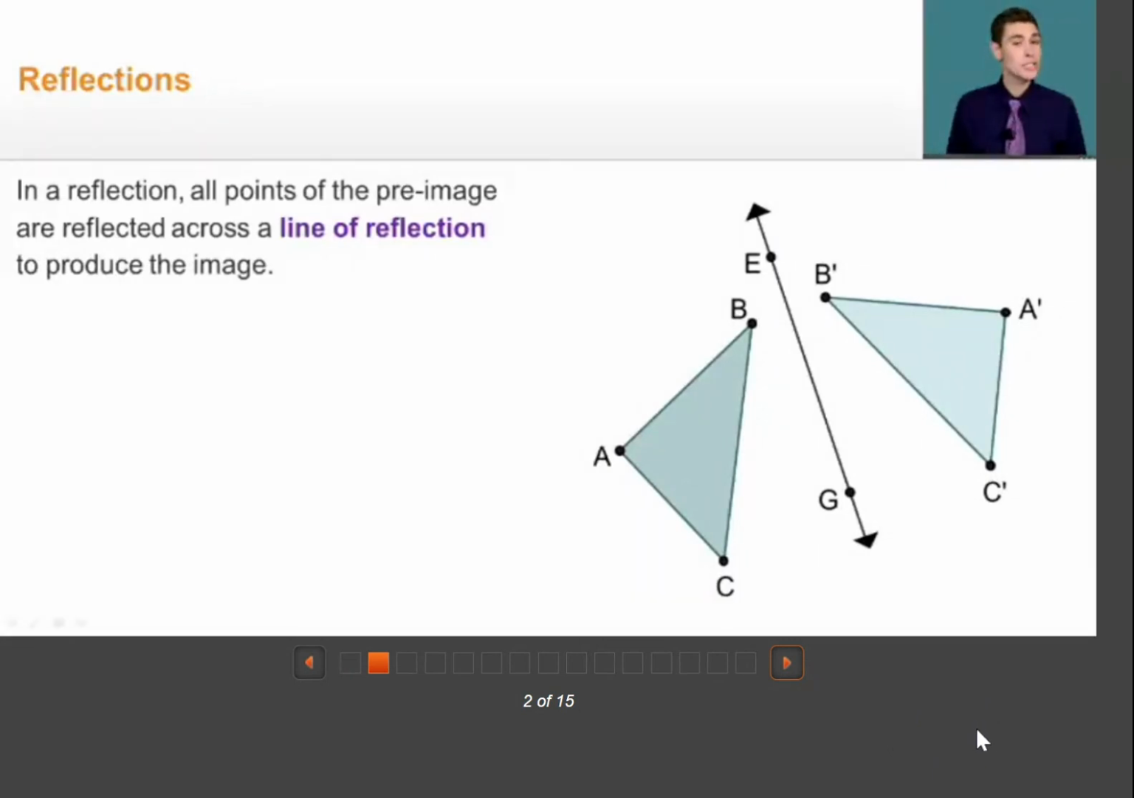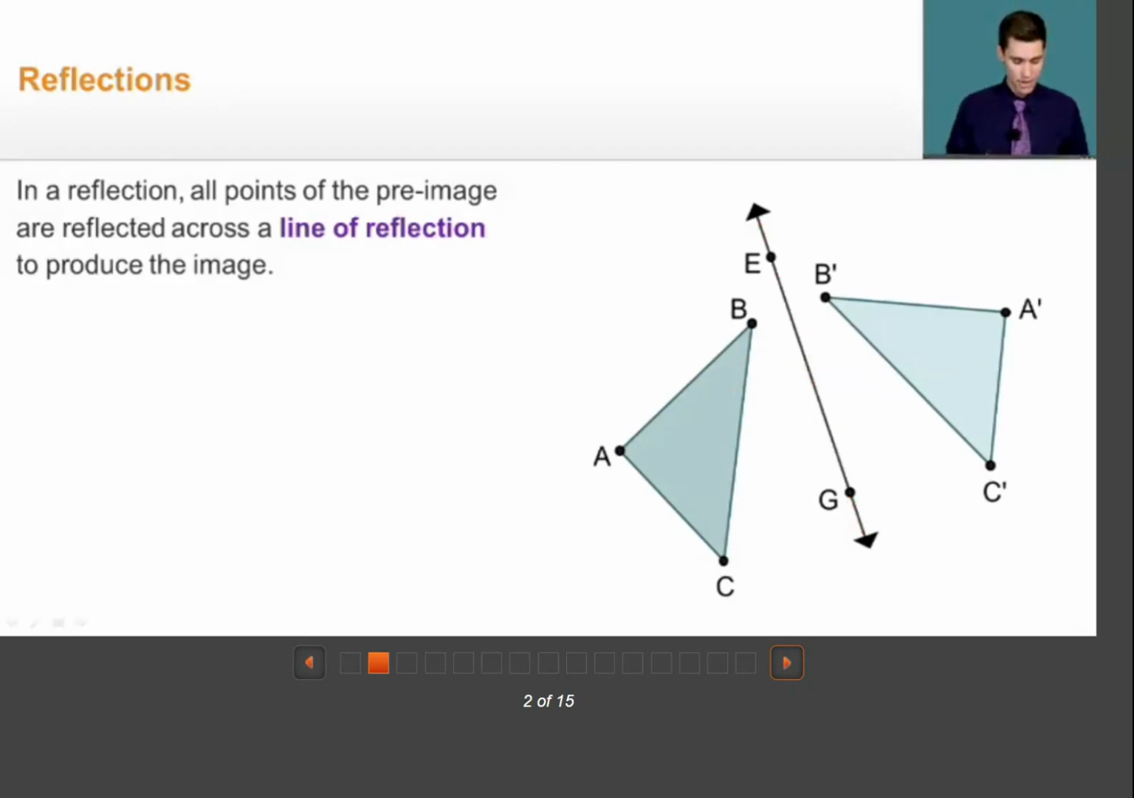In this lesson, you're exploring a rigid transformation, a reflection. Now, in a reflection, all points of the pre-image are reflected across a line of reflection to produce the image. So here we have an example. Triangle ABC is reflected across line EG to become the image, triangle A prime, B prime, C prime.